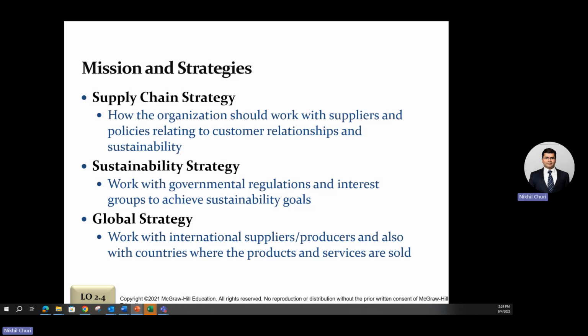The next one is the sustainability strategy. Organizations have to work with governmental regulations and interest groups to achieve sustainable goals. Like I said previously about carbon monoxide, the government is highly encouraging companies to develop commercial products that will reduce carbon dioxide emissions into the environment. The third one is the global strategy. It's about how organizations work with international suppliers, producers, and also with countries where the products and services are sold.